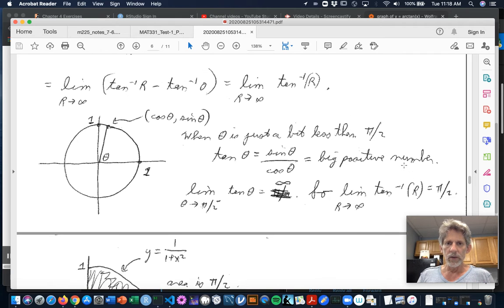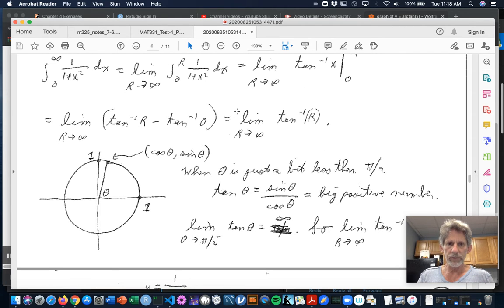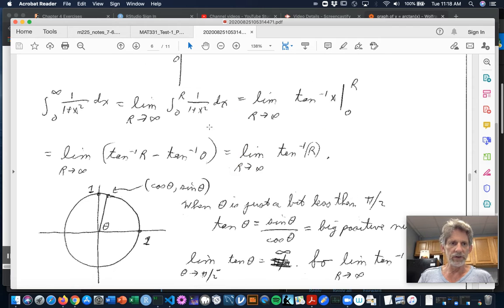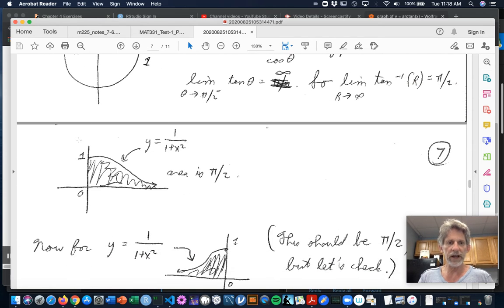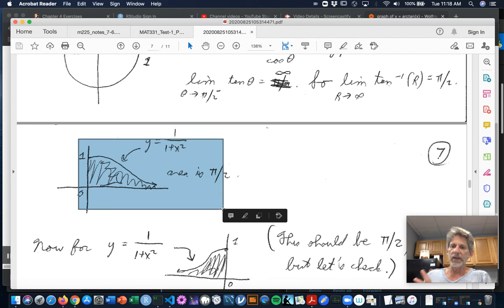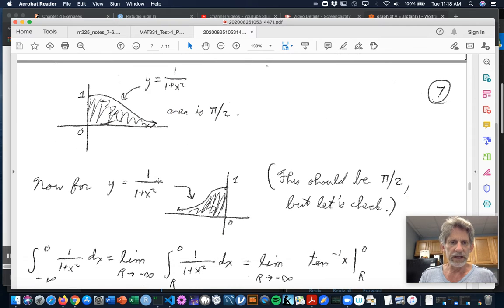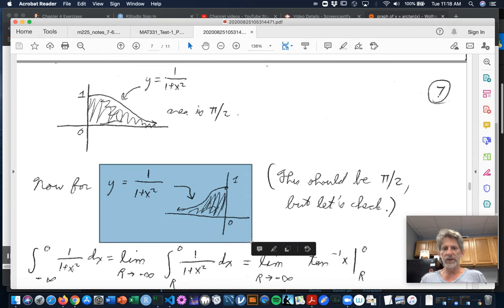Okay, well, that expression was what the improper integral reduced to. So now we have found one of the improper integrals. That area from 0 to infinity underneath the curve is pi over 2. Now we need to get the other area from minus infinity to 0 underneath the curve.